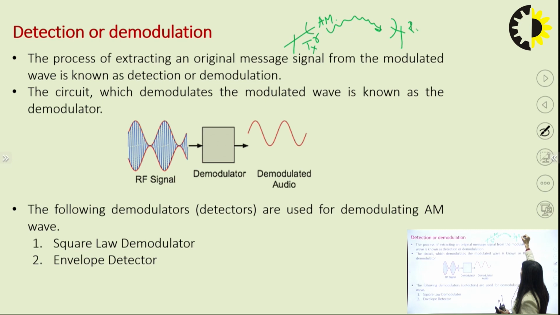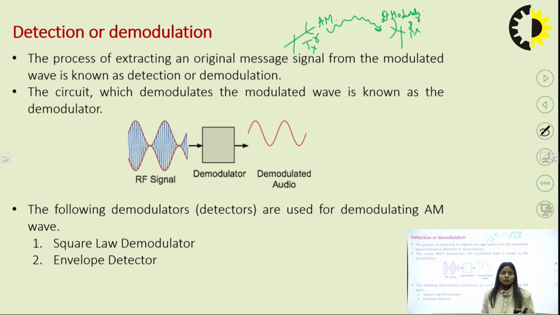So this is my receiver. At the receiver, I will demodulate. This is how we represent it. At the transmitter side, we are modulating, and at the receiver side, we are demodulating. The circuit which demodulates the modulated wave is known as a demodulator. So the AM wave we have already seen. This is the RF signal or AF signal. Only RF frequency can be transmitted through the environment, very low frequency signals cannot be passed. That's why we are converting it through amplitude modulation.